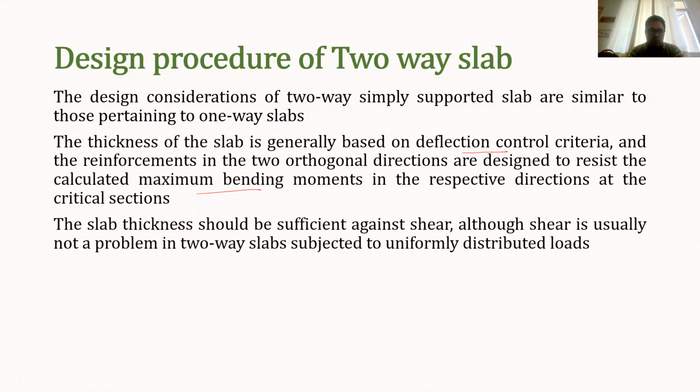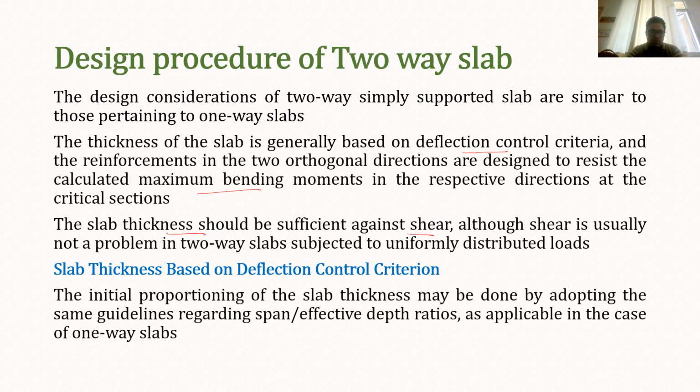The slab thickness should also be sufficient for the shear criteria, although generally slab doesn't fail in shear. In most cases, slab thickness is sufficient for the shear criteria also. So here we will see the slab thickness estimation based on the deflection control criteria. The initial proportioning of the slab thickness is adopted based on some of the guidelines provided in the IS code. We have seen the span by depth ratio for one-way slab.